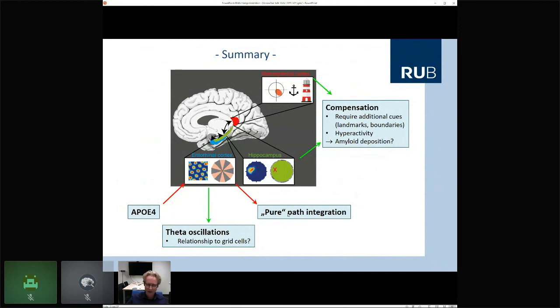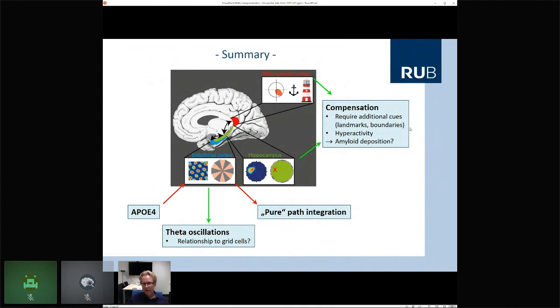a reduced performance in pure path integration tasks, but whenever they could use additional spatial cues, such as landmarks or boundaries, they could compensate for this reduced grid cell system and do as well as controls.